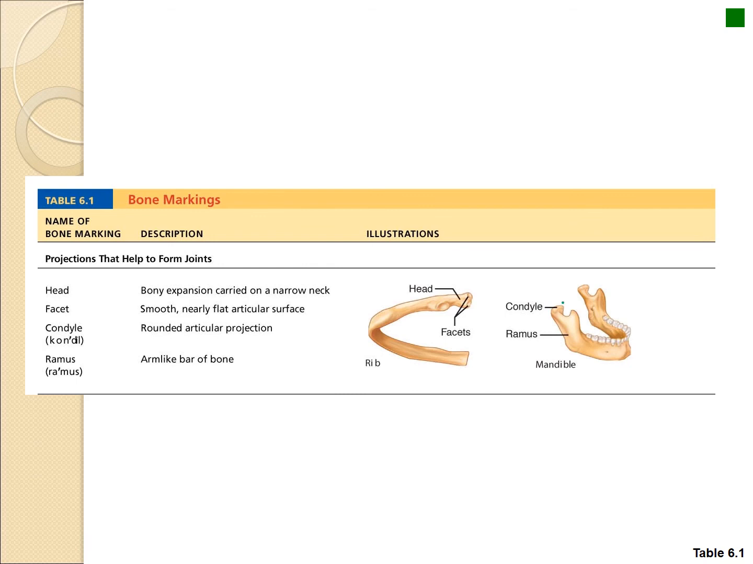And then you see another example of a condyle. Okay, and then there's your ramus. Right here, it's going to lead to a little arm-like projection, like your forearm coming off of your arm.